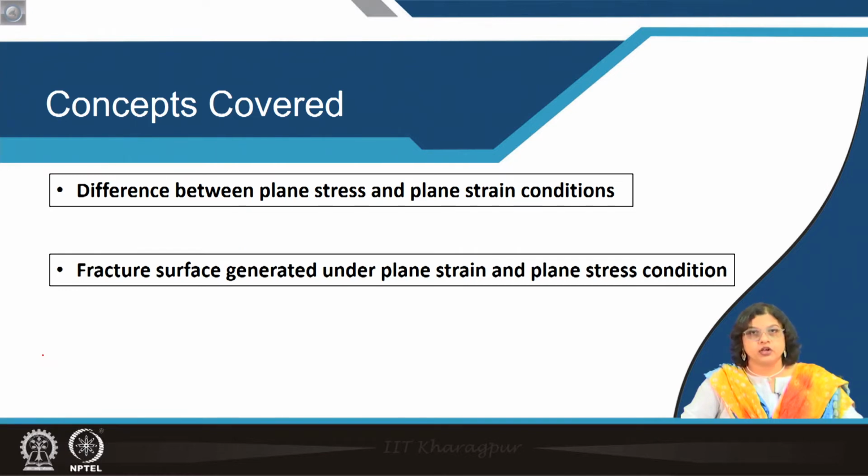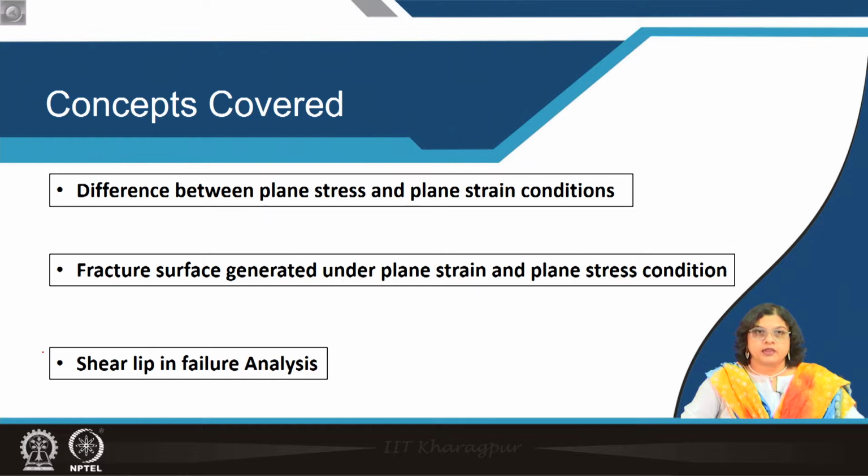Next we will be talking about the fracture surfaces that are generated, and based on which we can distinguish between the fracture that has happened in the plane strain condition or plane stress condition. That will lead us to understand the importance of these two different conditions in failure analysis, and how the formation of shear lip can be used to determine the failure condition and in the failure analysis of an already failed component.